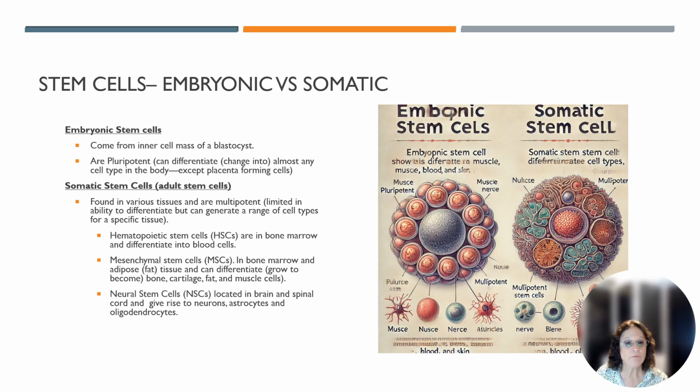to be. Mesenchymal stem cells, these are also found in the bone marrow and in the fat tissue, and they can differentiate or grow to become bone or cartilage or muscle cells, again, depending on what we need. So if we're out bodybuilding and we need to build more muscles, our body is going to rely on these mesenchymal stem cells to make more muscle cells. Neural stem cells are located in the brain and in the spinal cord, and they give rise to neurons, astrocytes, and oligodendrocytes. So they're pretty important as well.